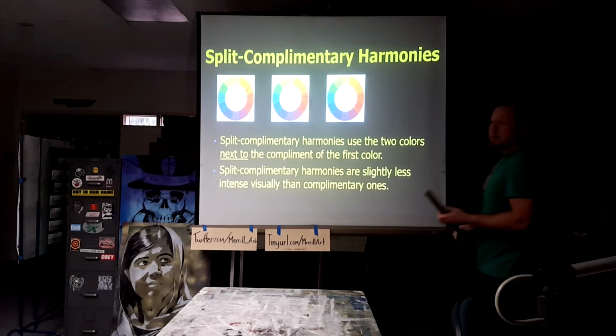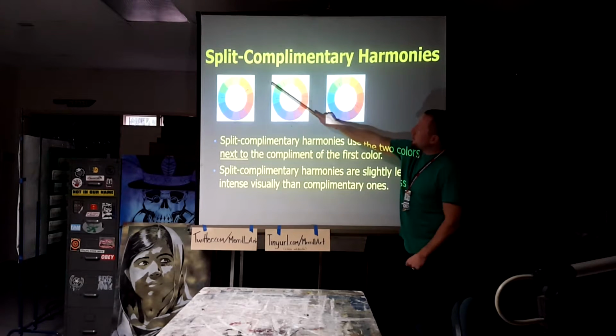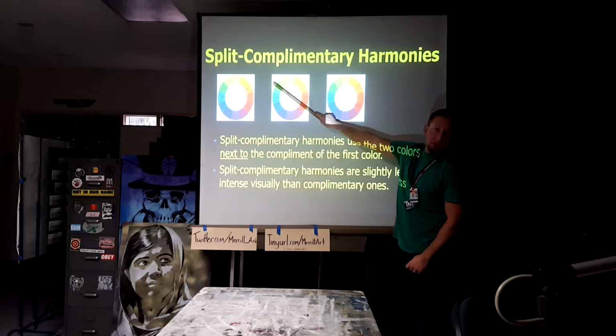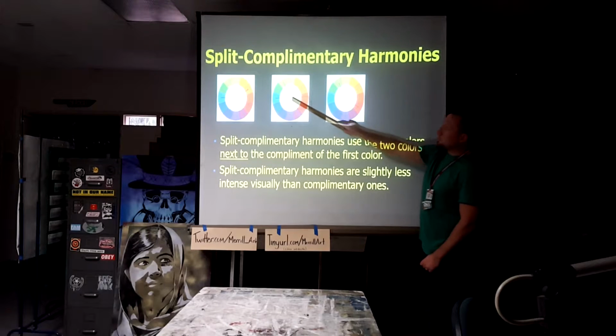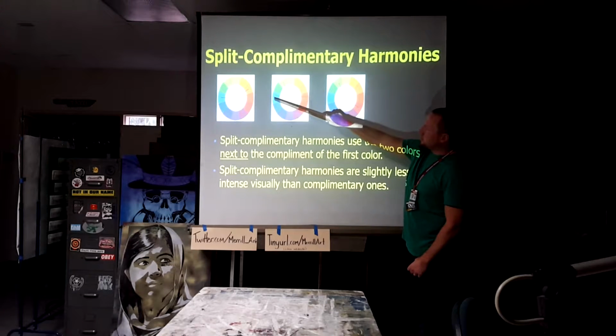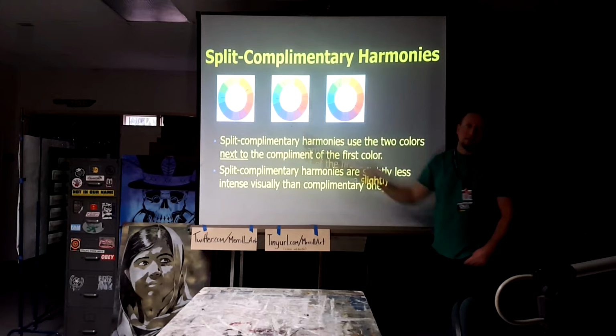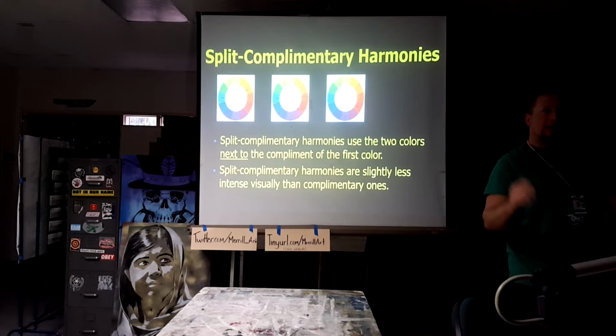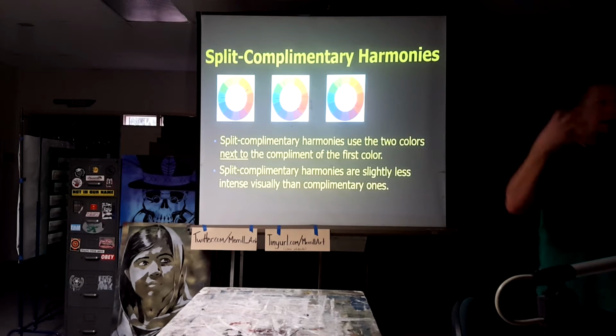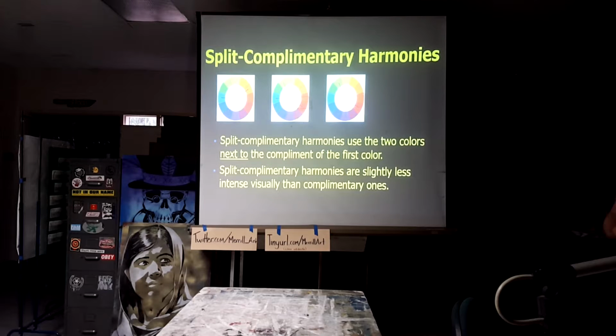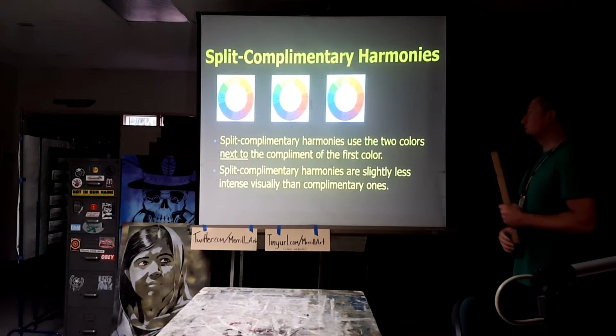So, whereas a complementary color harmony would be red and green, a split complementary, if it starts with red, would be red, blue-green, and yellow-green. Okay? So it splits at the last second. Now this is still high visual impact, okay? It's still high contrast, but it's not quite as intense as what we saw with complementary.